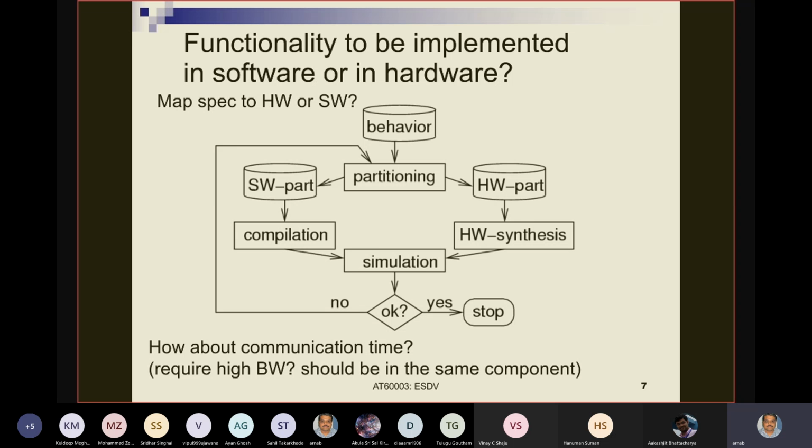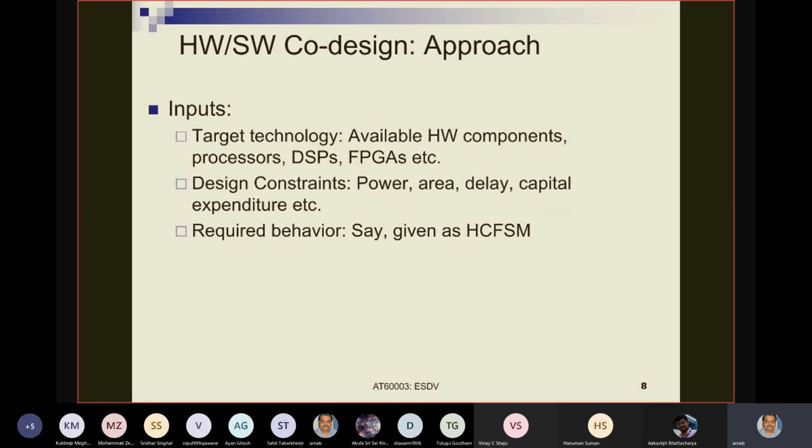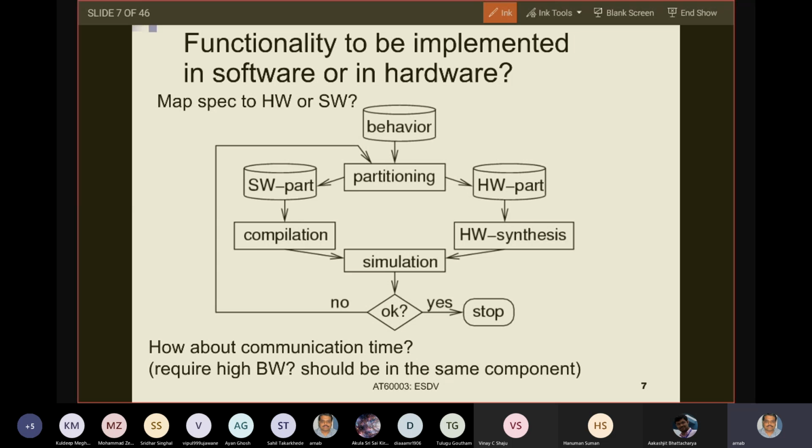So this whole problem of mapping the functionality into different types of platforms that you have is called hardware software partitioning or hardware software co-design. So what do you do essentially in this? You have first thought you will implement some of your tasks in software, some of your tasks in hardware. You have found that out in your task graph. Now, given that behavior, so the behavior is your task graph, you partition that.